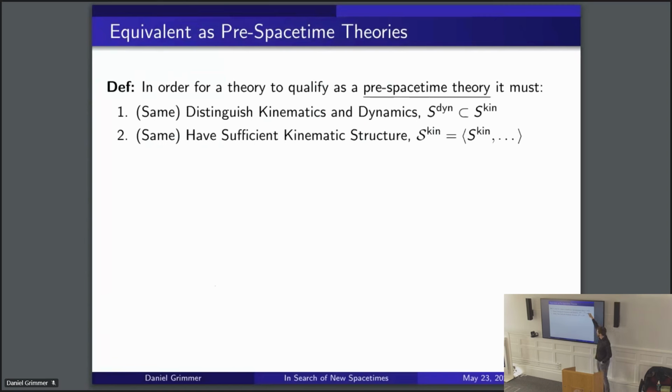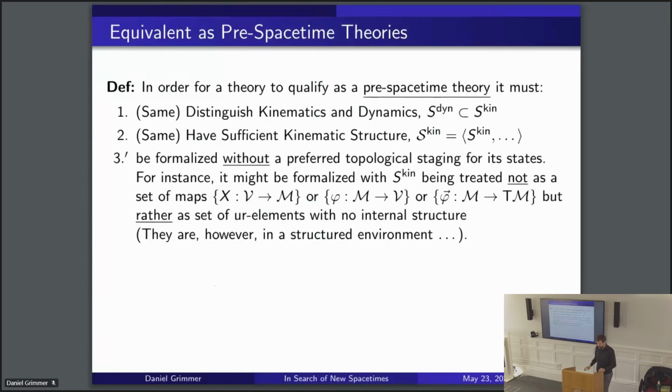You still have to make the KPM, DPM distinction. You still have to have this sufficient level of structure at the level of kinematics. But now they're formalized differently, without a preferred topological staging for their states. So this set of kinematical states, we're not treating it like a set of maps from some space to some other space. It's not a set of particle trajectories or fields or tangent vector fields. Rather, we treat it more like a set of elements with no internal structure, because it's at the level of KPMs that we're doing this bijection. So we just care about them as sets. But they're in a structured environment nonetheless, so there's a bunch of structure around for them.